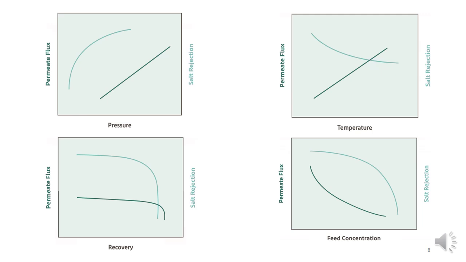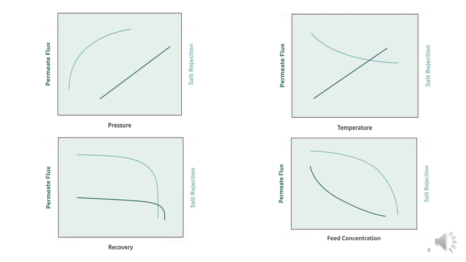if the temperature increases and all other parameters are kept constant, the permeate flow and the salt passage will increase. And the recovery is the ratio of permeate flow to feed flow. In the case of increasing recovery, the permeate flow will decrease and stop if the salt concentration reaches a value where the osmotic pressure of the concentrate is as high as the applied feed pressure, and the salt rejection will drop with increasing recovery.